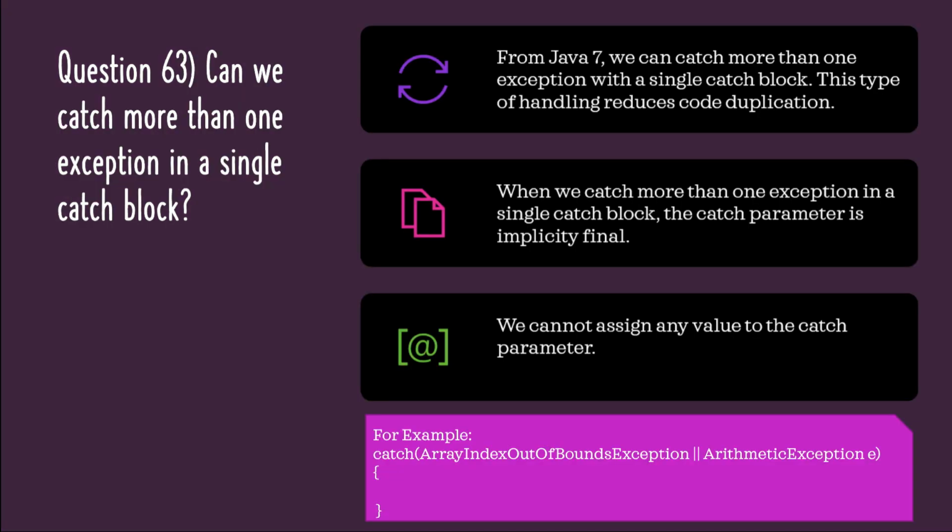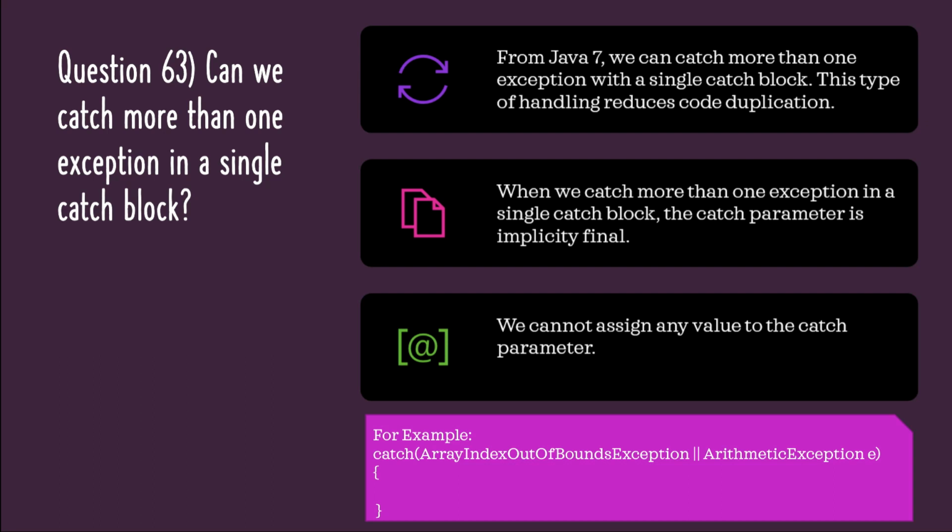Question 63. Can we catch more than one exception in a single catch block? From Java 7, we can catch more than one exception with a single catch block. This type of handling reduces code duplication. Note, when we catch more than one exception in a single catch block, the catch parameter is implicitly final. We cannot assign any value to the catch parameter.